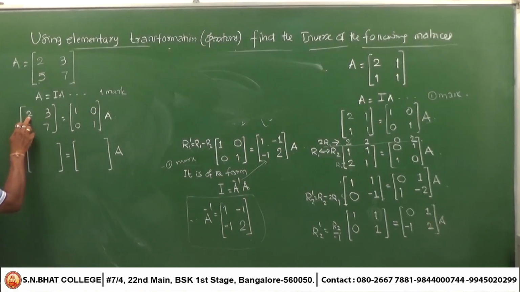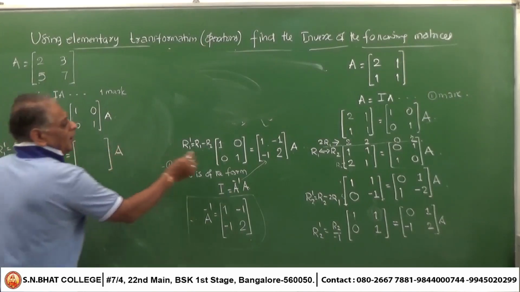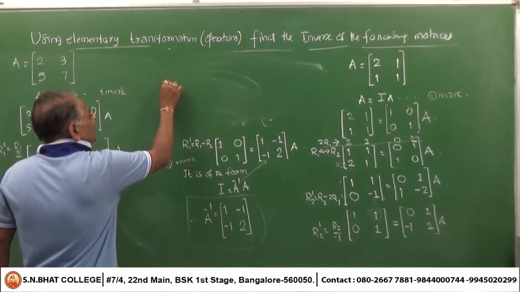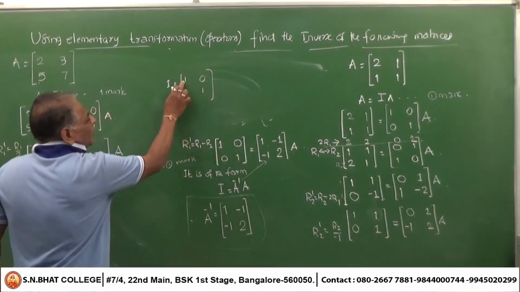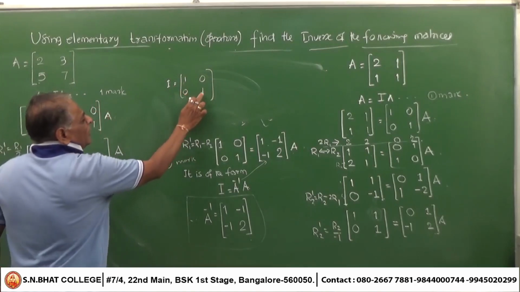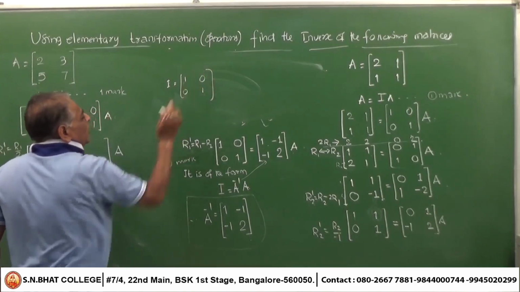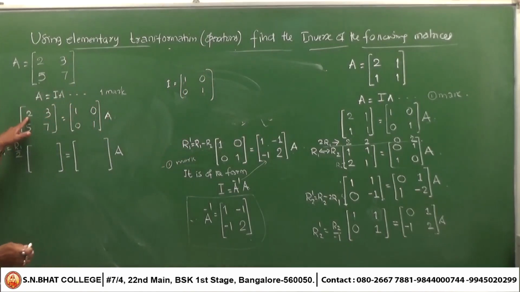To make the first element to be 1, divide R1 by 2. R1 dash is R1 by 2. Divide R1 by 2 to make the first element 1. In I, 1, 0, 0, 1: first you have to make 1, next you have to make 0, next you have to make 1, next you have to make 0. To make the first element 1, divide R1 by 2.